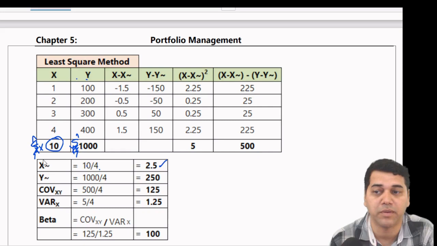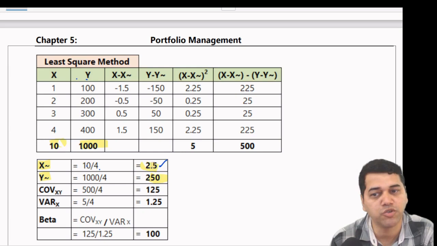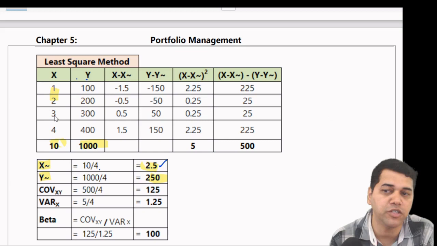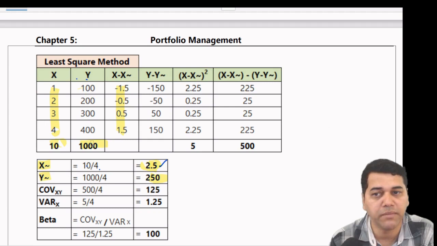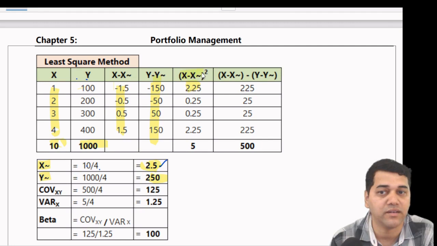X bar, the average, we have not done yet. This is the total, right? This is x bar. 1000 is my total of y. Average sale is 250. Average year is 2.5. Now, I will find out x minus x bar, how much the individual values deviate from the mean. I will find out y minus y bar, and x minus x bar whole square. Why? Because x is the independent variable.